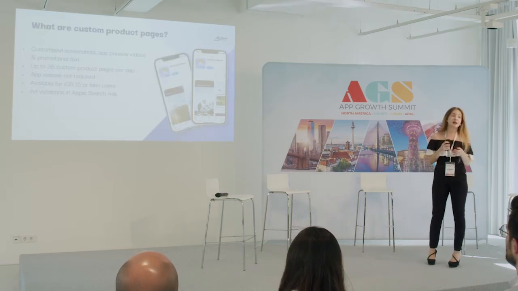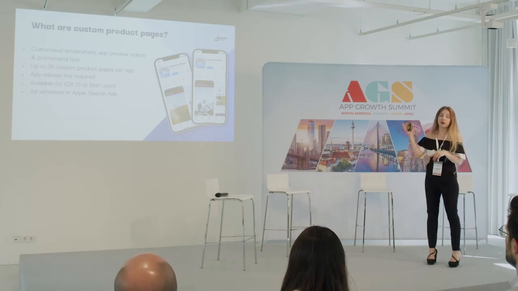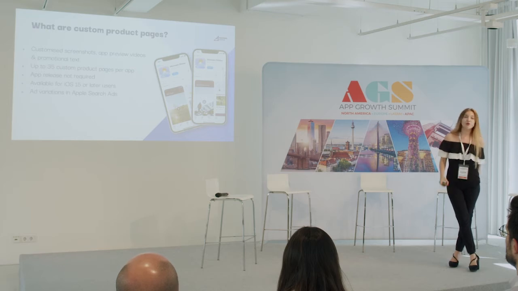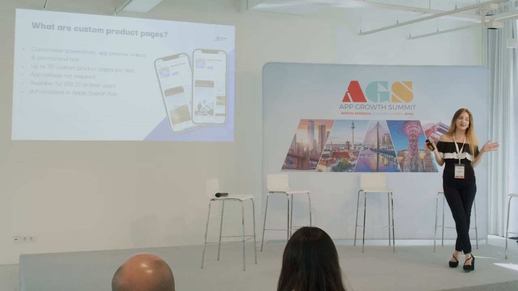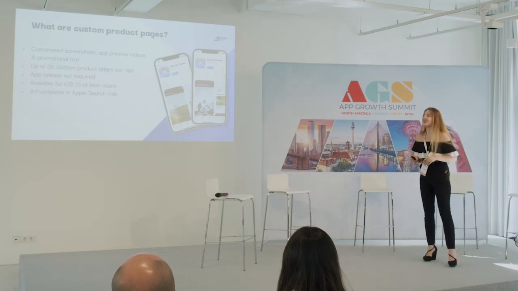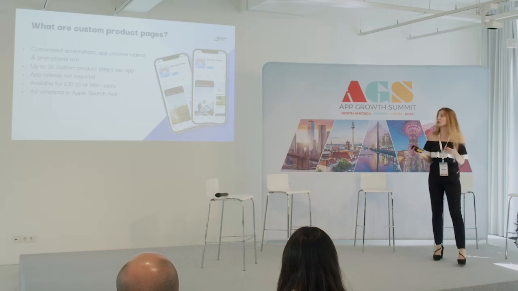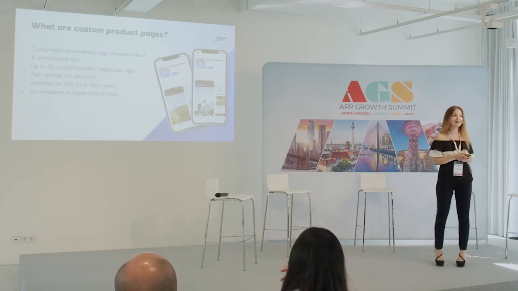So what you can customize there are the screenshots, app review videos, and the promo text. You can create up to 35 custom product pages per app. You need to submit them for app review on App Store Connect, but app release is, thank God, not required. They're available for iOS 15 or later users, and they're not accessible to users searching organically. And the most important one that we're going to cover in more detail is that we can use them to create ad variations in Apple Search Ads.